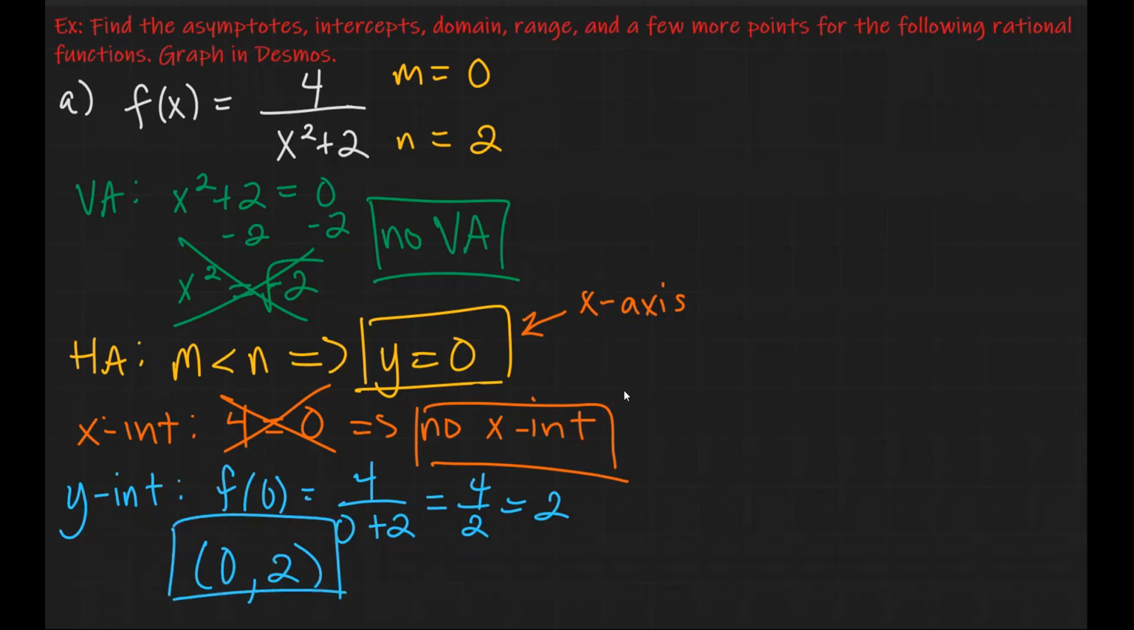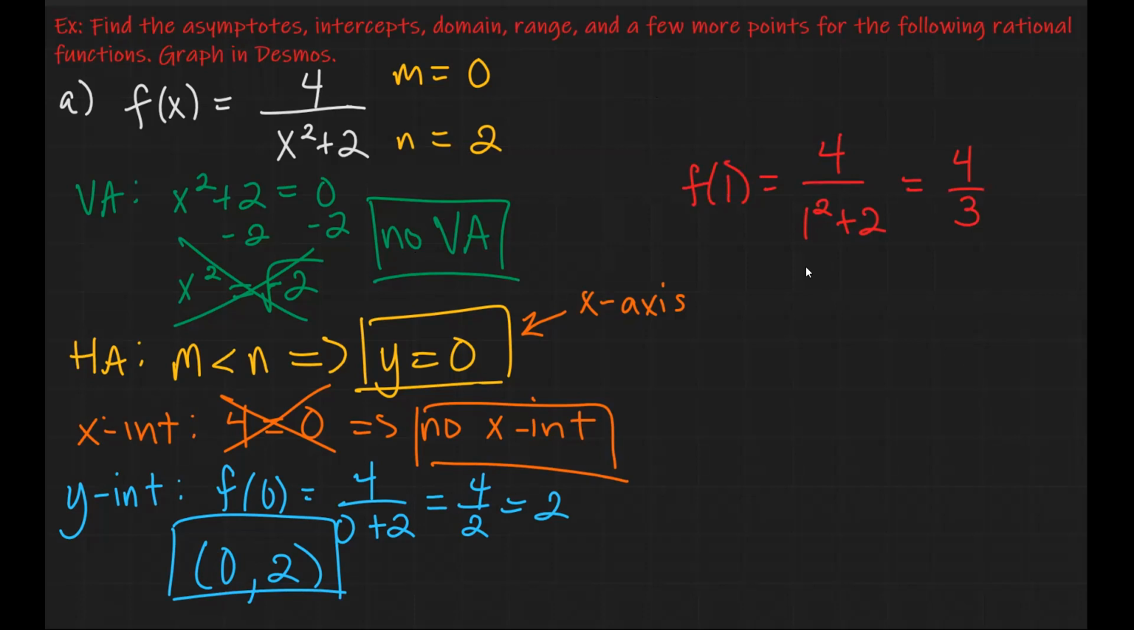So now let's go ahead and find a few more points so we get a better idea of what this graph is going to look like. Whenever we do this, we use our vertical asymptote. We don't have a vertical asymptote, so we can't do that. But we found an ordered pair at x equals 0. Let's go ahead and do 1 and -1. Let's do 2 points around that. So let's start with 1. So f of 1, what is that equal to? 4 over 1 squared plus 2. 1 squared is 1, so 1 plus 2 is 3.